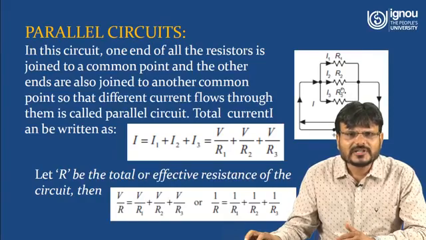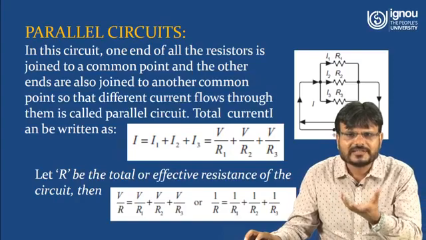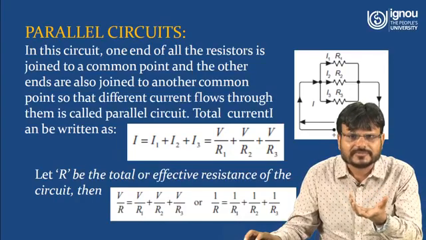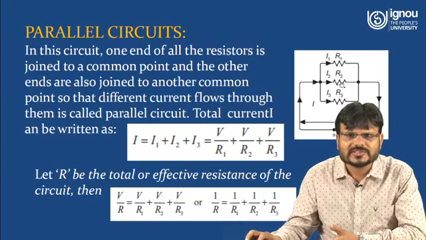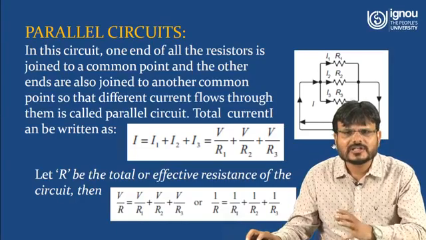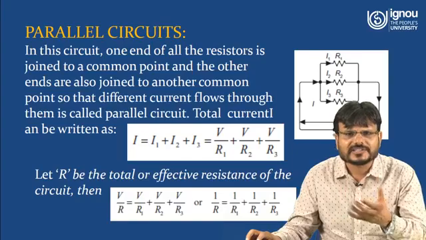So what will be the current I1, because all this V is connected across R1, R2 and R3. So voltage applied across all the resistances is the same. So I1 is equal to what? This V divided by R1, and current I2 flowing through this resistance is equal to what? Voltage V divided by R2. Similarly, current I3 is equal to what? V upon R3. Let us assume the total resistance of this circuit is R.